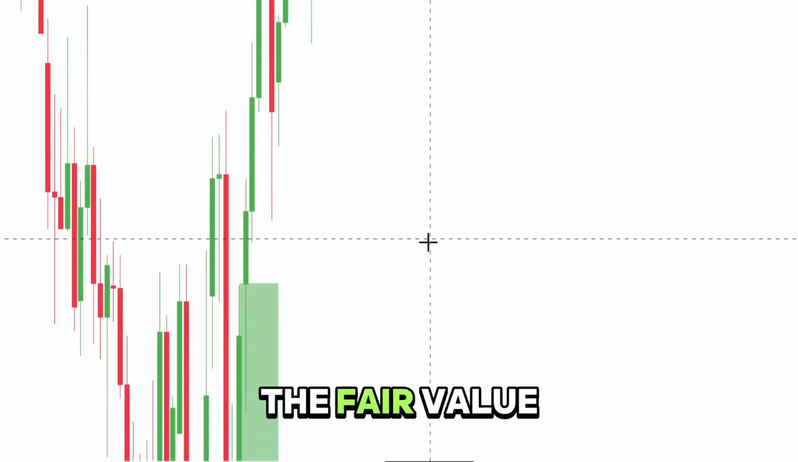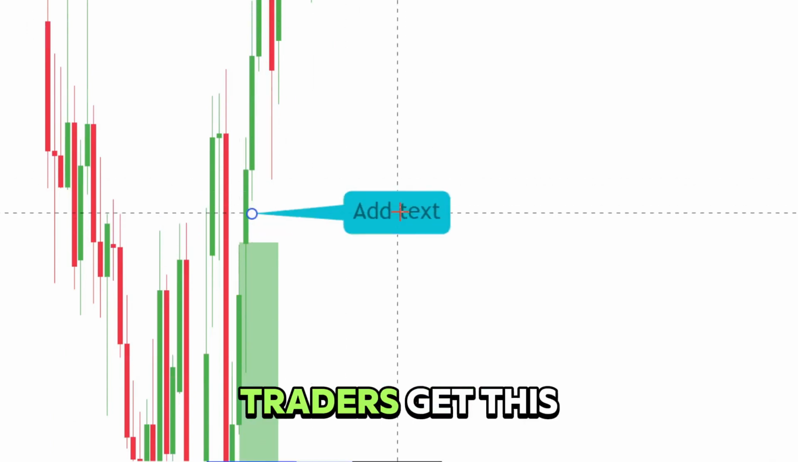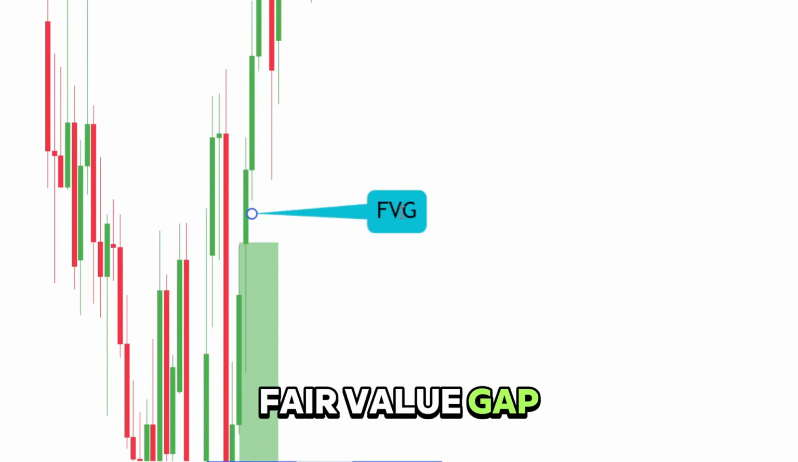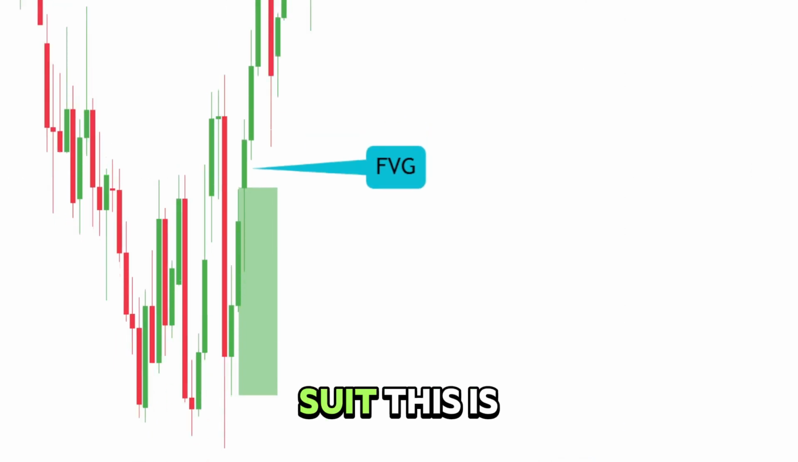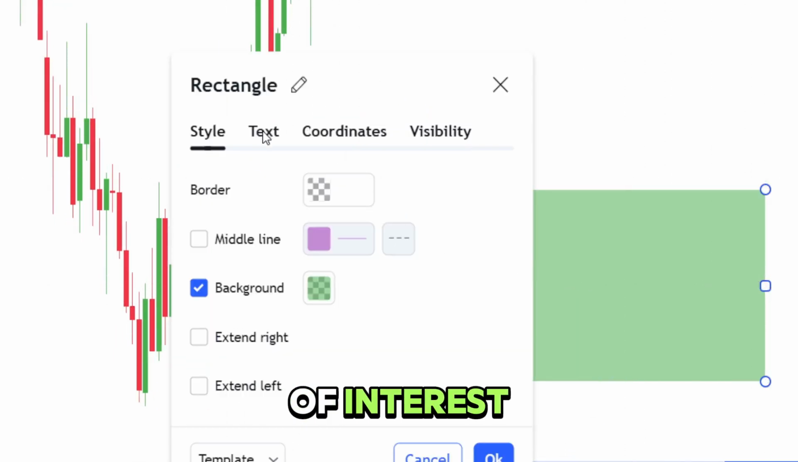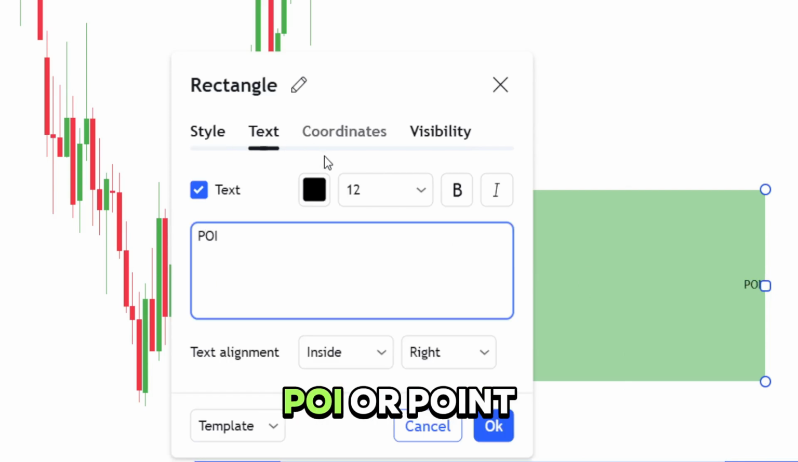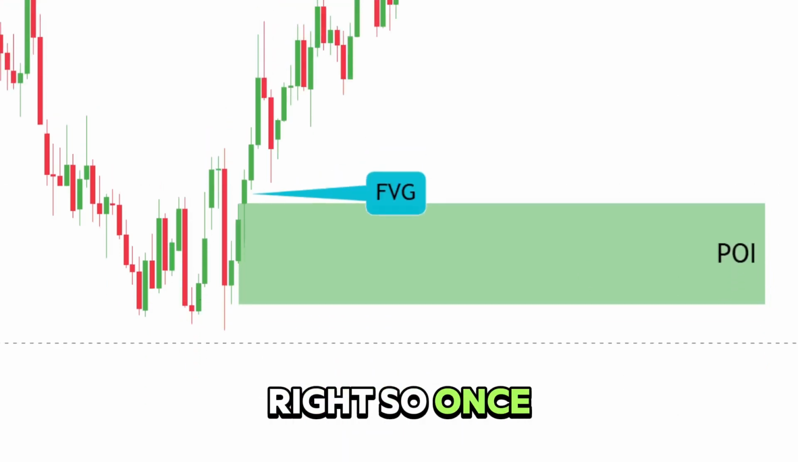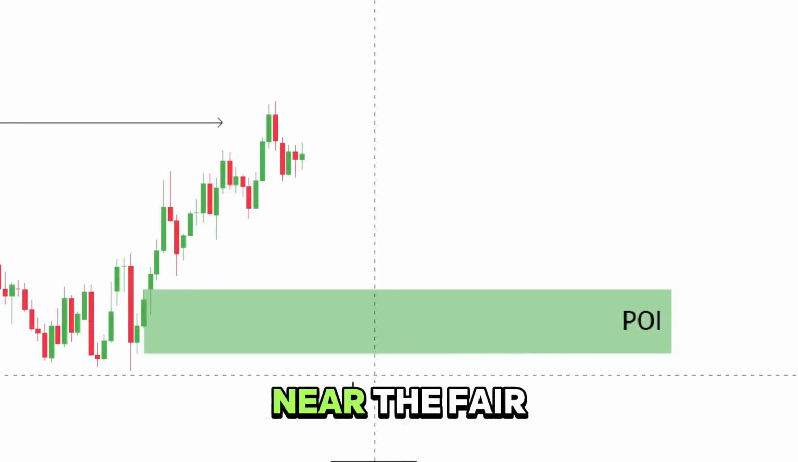So again, the fair value gap is over here. A lot of traders get this mixed up. This is the fair value gap, not the demand zone. This is the demand zone down here. This is an area of interest or a point of interest. So we can label this POI, or point of interest. So once we have that in place, we understand it's near the fair value gap.